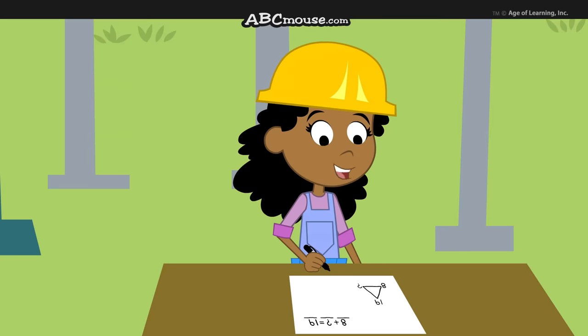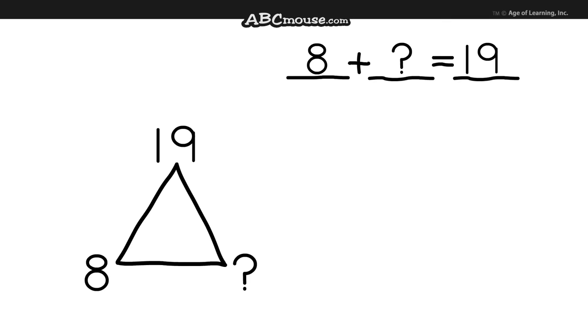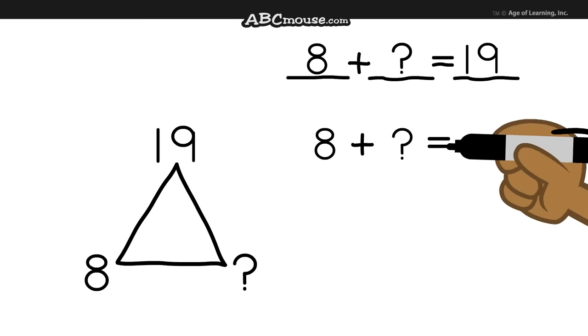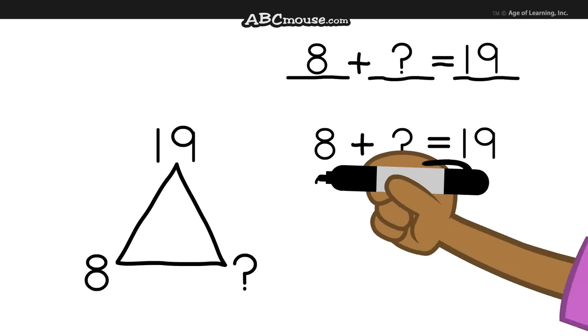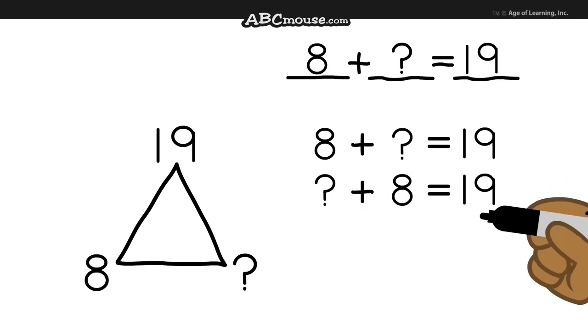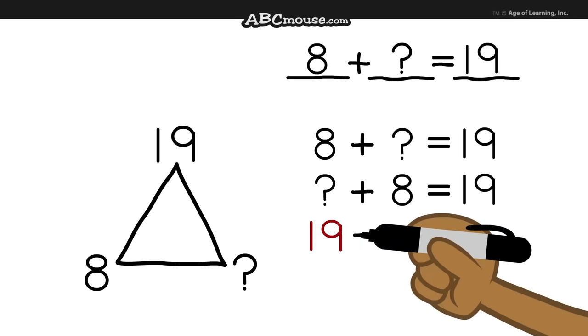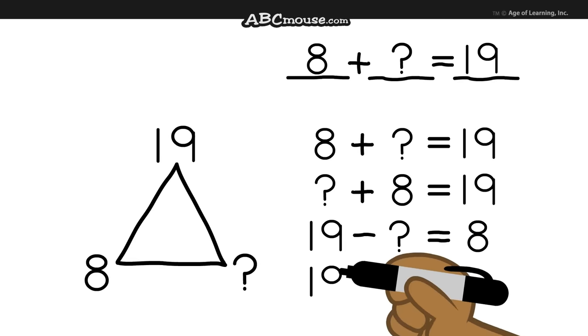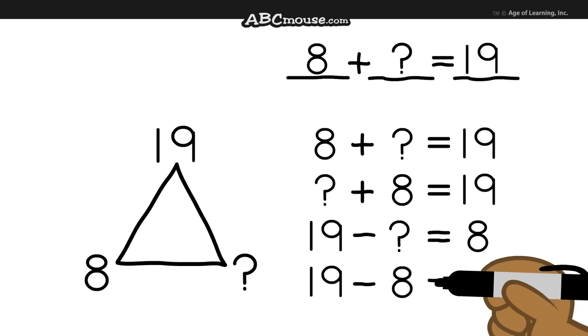Now, I'm gonna write out the 4 facts that go with this number family. Okay. 8 plus question mark equals 19. Question mark plus 8 equals 19. 19 minus question mark equals 8. 19 minus 8 equals question mark.